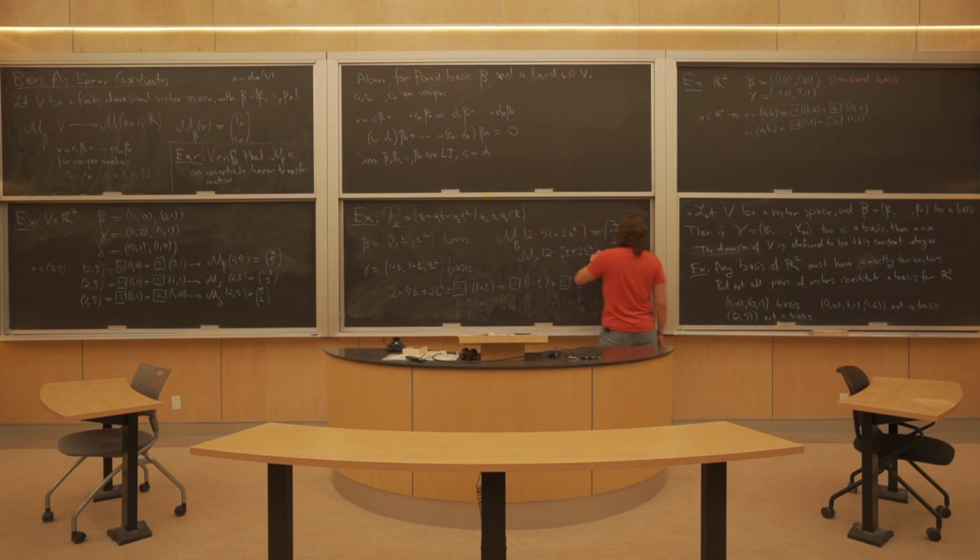The point is that now, with respect to this new basis, the same vector is going to look different. In the first entry, it's going to be A. In the second entry, it's going to be B. In the third entry, it's 2. Okay?